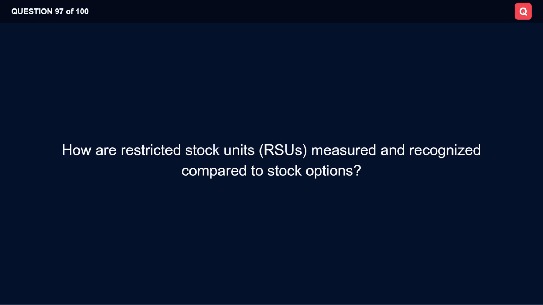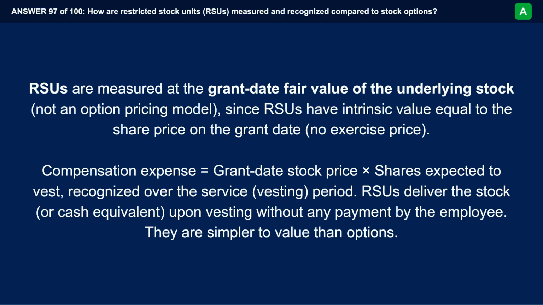How are restricted stock units, RSUs, measured and recognized compared to stock options? RSUs are measured at the grant date fair value of the underlying stock, not an option pricing model, since RSUs have intrinsic value equal to the share price on the grant date, no exercise price. Compensation expense equals grant date stock price times shares expected to vest, recognized over the service, vesting, period. RSUs deliver the stock or cash equivalent upon vesting, without any payment by the employee; they are simpler to value than options.